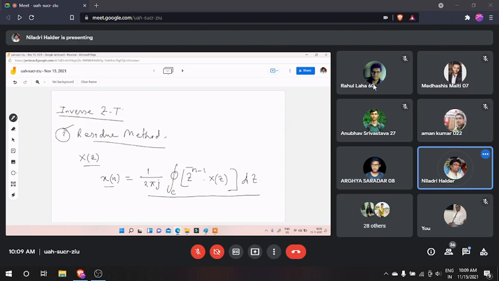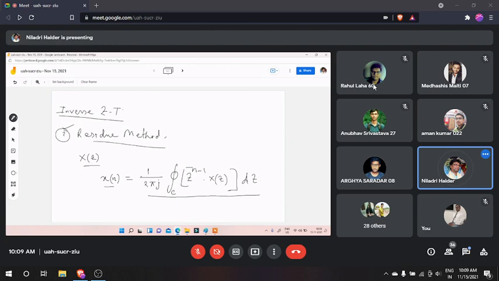The value z to the power n minus 1 X(z), in your residue method, is defined as F(z). Keep in mind, F(z) is defined by z to the power n minus 1 X(z). Always your aim will be first to calculate F(z). From that F(z) you will get your x(n) by using the residue method.